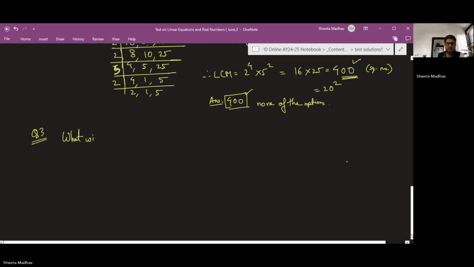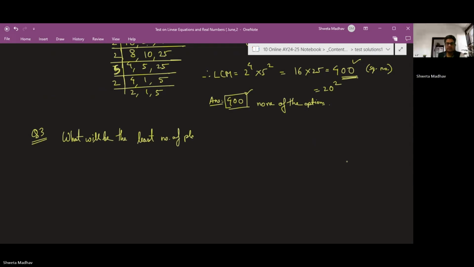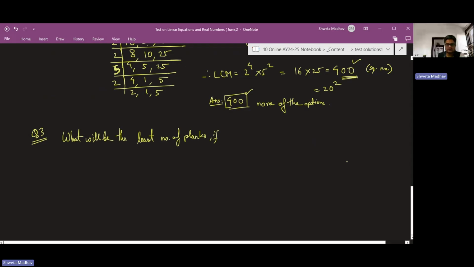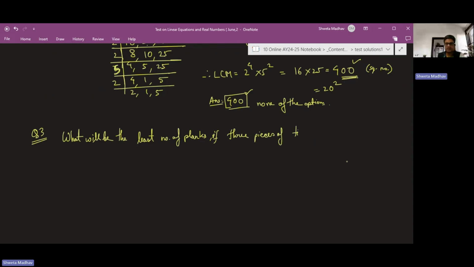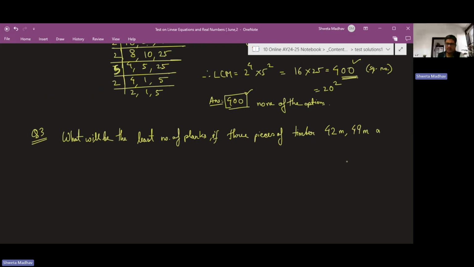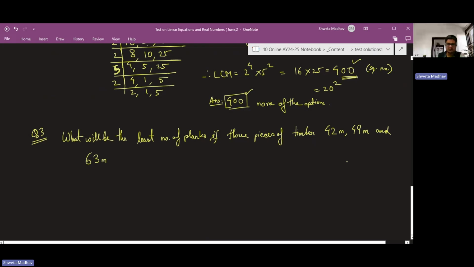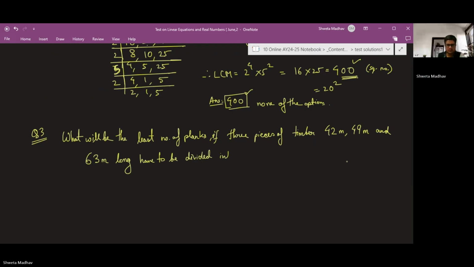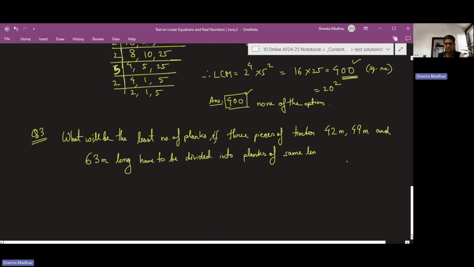What will be the least number of planks if three pieces of timber 42 meter, 49 meter, and 63 meter long have to be divided into planks of the same length?